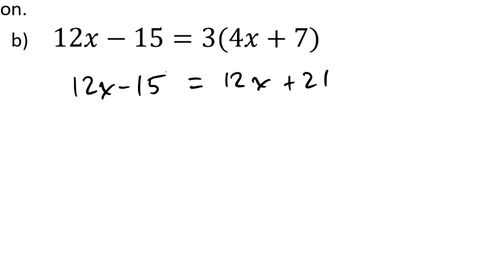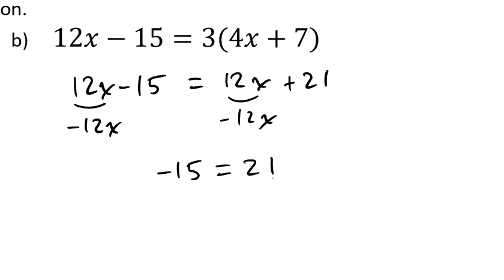Now, when you notice that you have exactly the same number of x variables on both the left and the right, you can see there's 12 of them here and 12 of them here. And I subtract that from both sides, right? I'm going to take away 12x from each side of the equation. Notice what this equation becomes. It ends up becoming negative 15 is the same thing as 21.